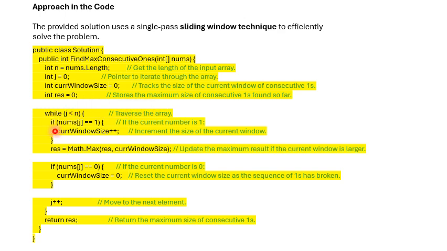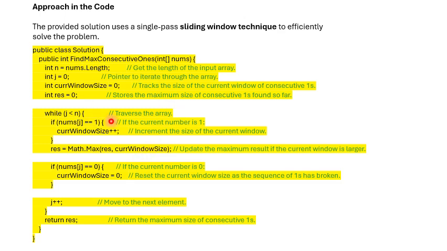Now we start the traversal. We'll use a while loop and traverse while j is less than n. Every time, we check if nums of j is 1, and at that point we increase the current window size, because we have to find the ones in the array. After that, we also update our result variable with Math.max of the previous result and the current window size.